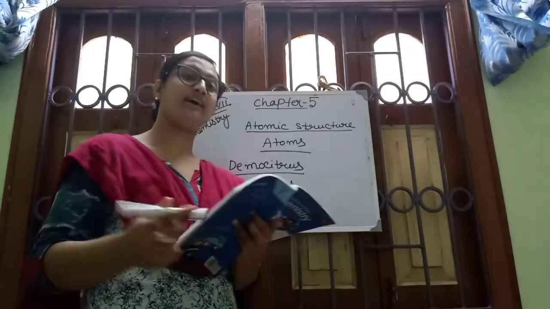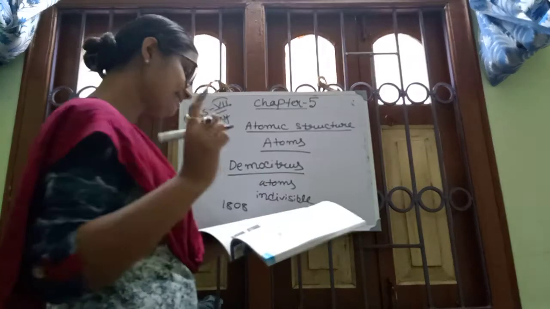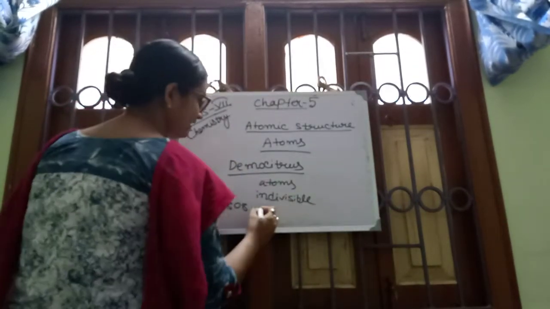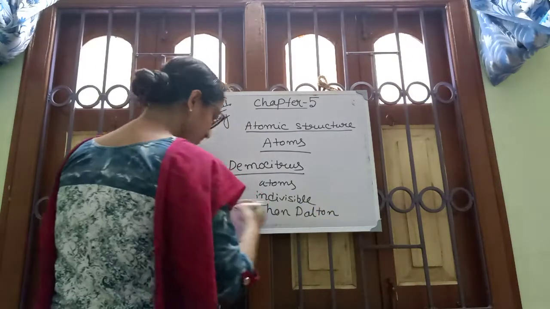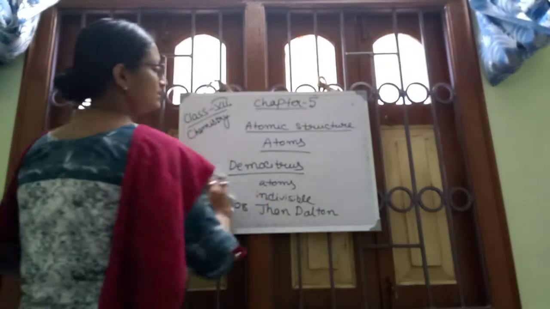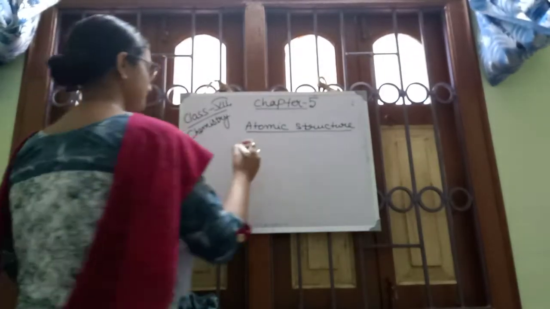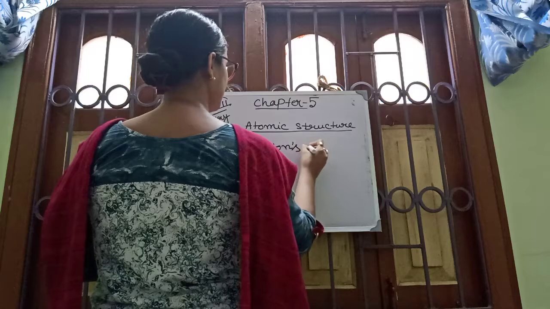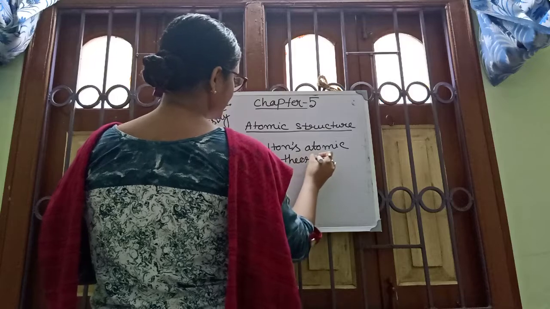After that, later in 1808, the English scientist John Dalton proposed Dalton's atomic theory. This is called Dalton's atomic theory, and it is of very much importance.